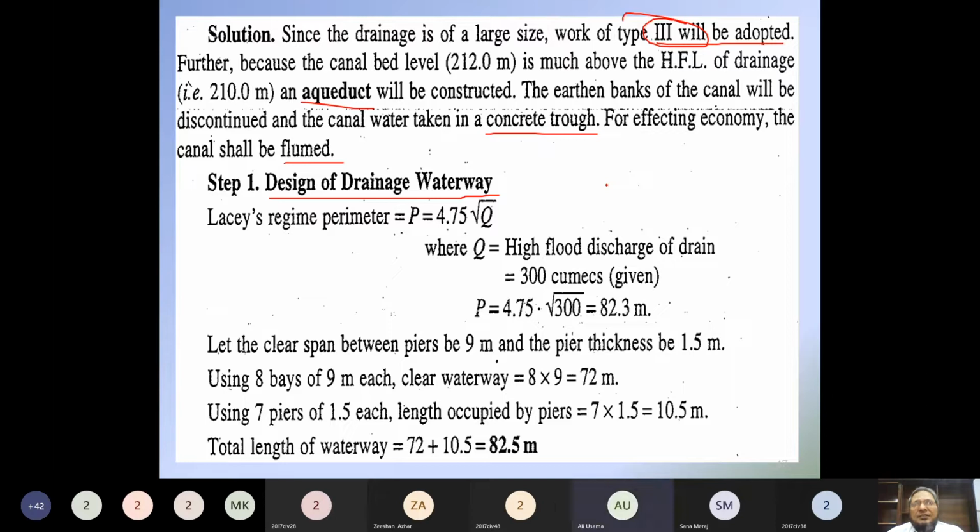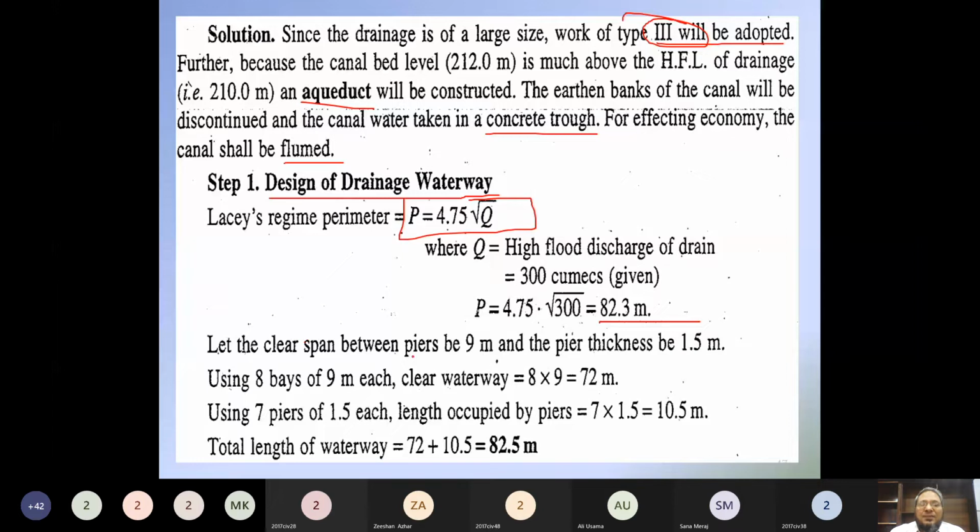No, that was not the same formula. The barrage width was equal to Lacey's looseness coefficient into the wetted perimeter, which is 4.75 root of Q. So here we are saying that we have to use the same Lacey's formula for wetted perimeter. And then we computed the wetted perimeter as 82.3 meters for this discharge, 300 cubics.